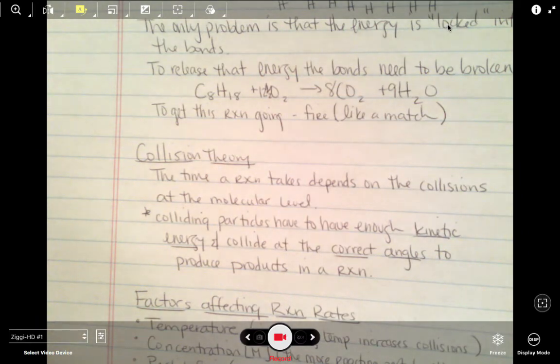So two things have to happen on the molecular level. The colliding particles have to have enough kinetic energy and collide with each other. And not only do they have to have enough kinetic energy, they have to collide at the correct angle. They have to hit each other just right in order to turn reactants into products. Because the end game is to release the energy of the reactants, they turn into products, and then we can use that energy.